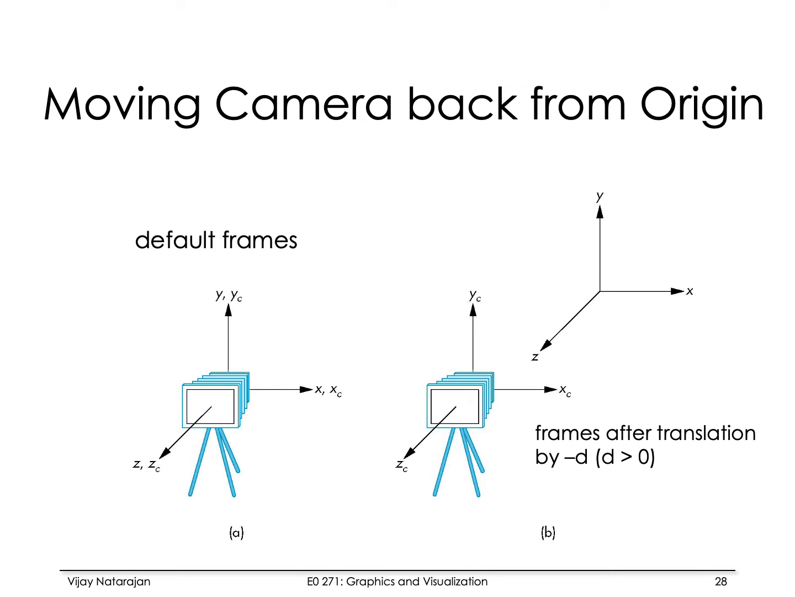So when you do that, what happens essentially is that the objects move along the negative d direction. So in essence, the camera is moving away from the origin in the positive z direction, right? So essentially, in order to move the camera, one has to move all the objects in the negative direction in terms of translation. So of course, this applies to the other transformations as well.